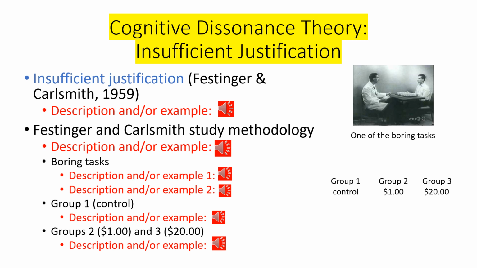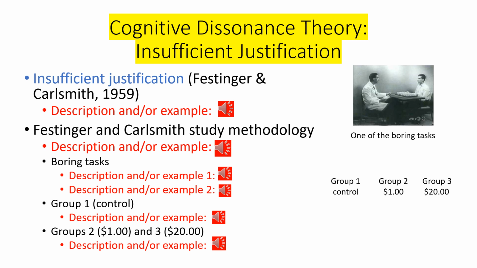So the first type of cognitive dissonance that we'll take a look at is insufficient justification, which is based on the work of Leon Festinger and James Carlsmith back in the 1950s. Like so many of the different topics and studies in social psychology that we'll cover, insufficient justification is best understood first by taking a look at the study that was designed to test and find support for this approach. So that's what we'll do here.